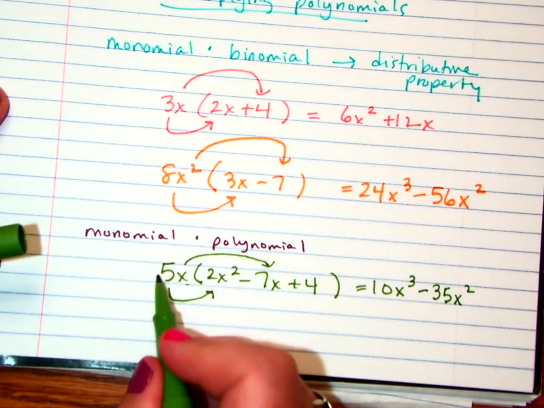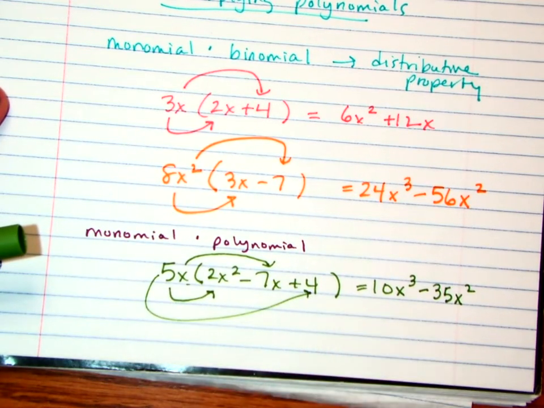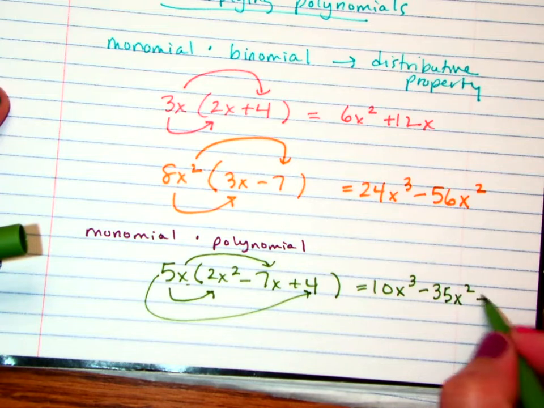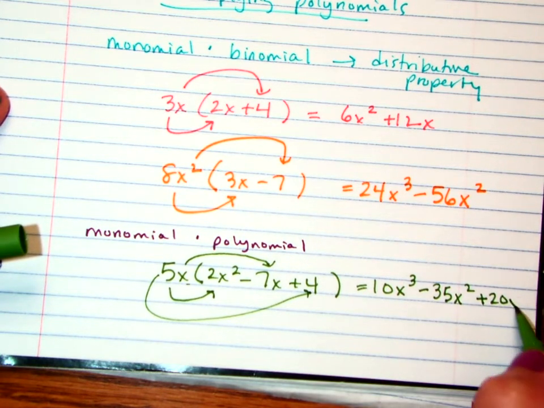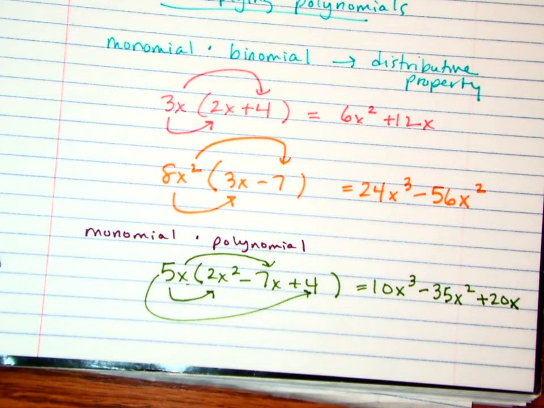Okay, and then the third one you would do is that 5x times the 4, so plus 5 times 4 being 20, and then x times, with no x in it, just 20x, like that. Okay, let's do one more. Let's see if I can fit it down here.